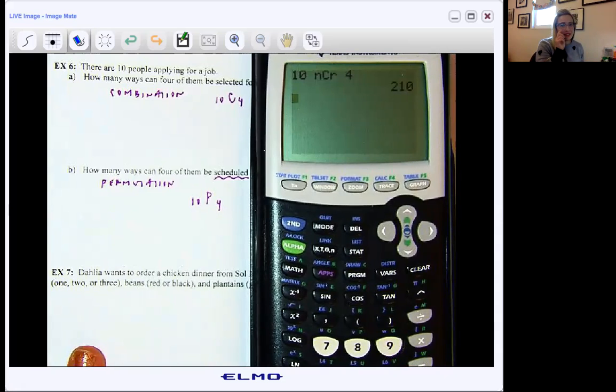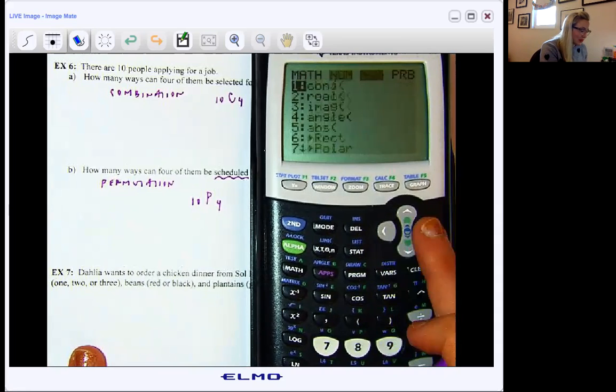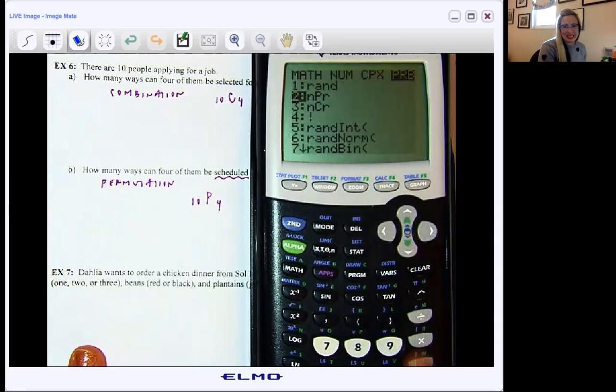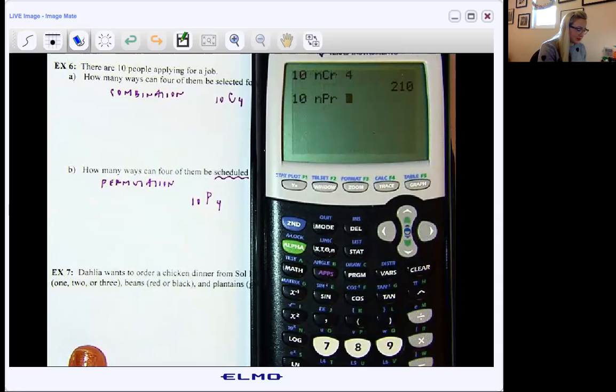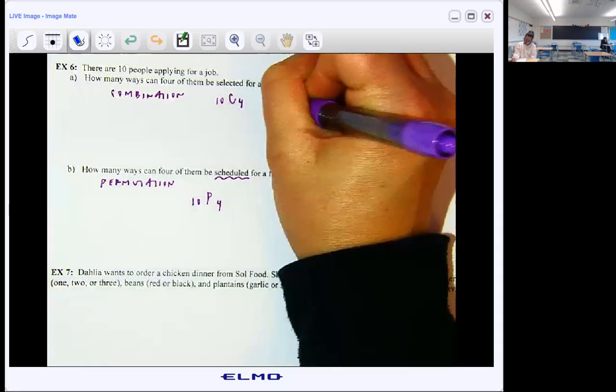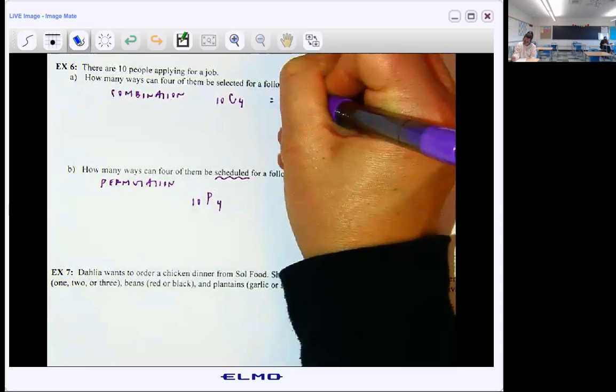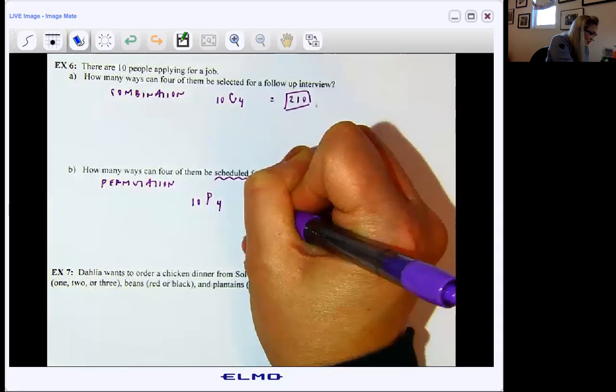So 10 for the one on top. And on bottom, 10, math, over to probability. Now I'm saying P and 4. So more options for the permutations, because again, combination is a permutation where we divide out those duplicate groupings. So that first one was 210. And that second one was 5,040.